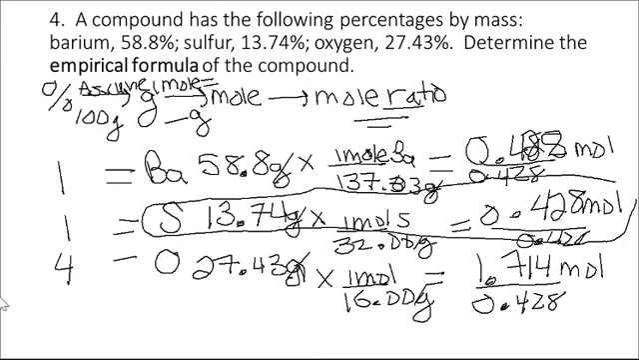So how do I write this as an empirical formula? I simply write each of the elements. So Ba1, the 1 is implied, so I don't write anything. S1, the 1 is implied, and then O4. So BaSO4 is the empirical formula of this compound.